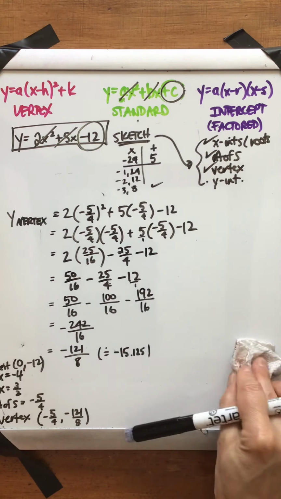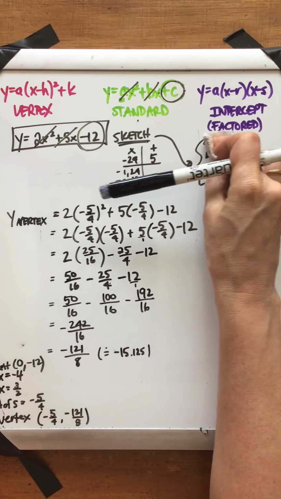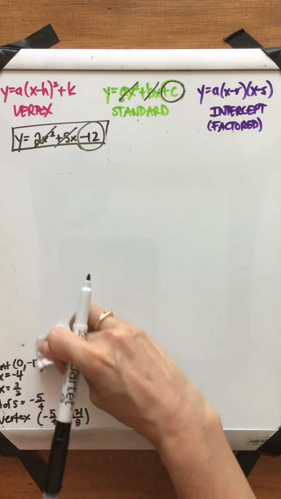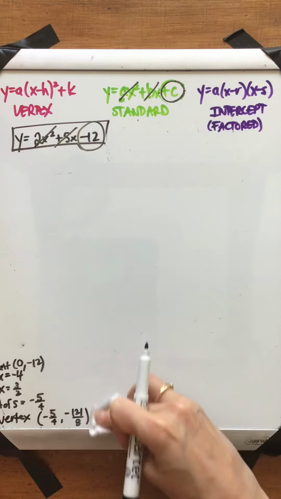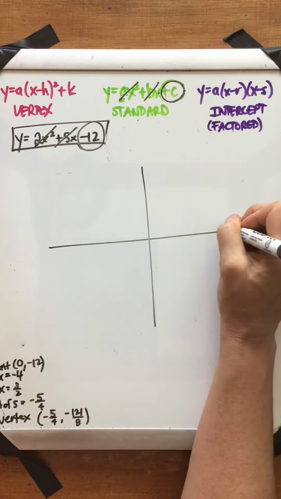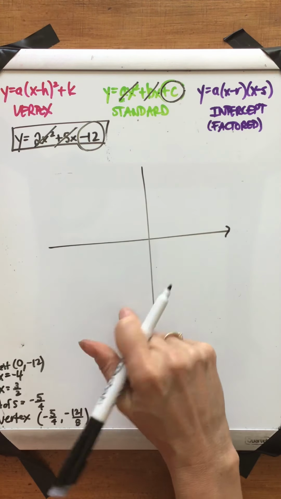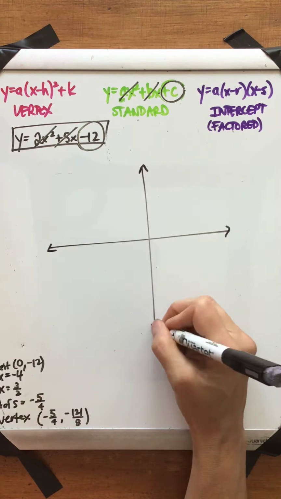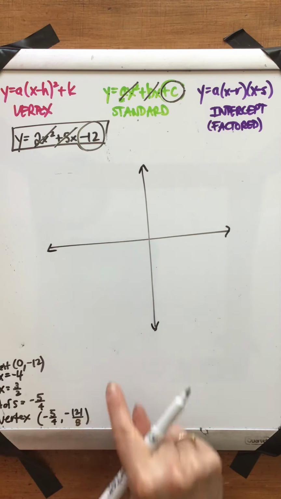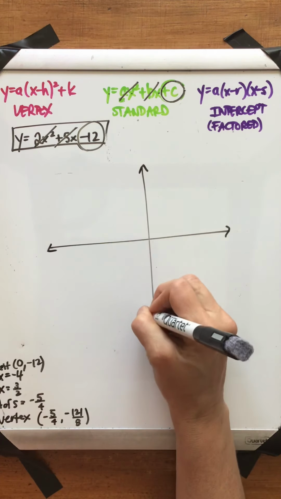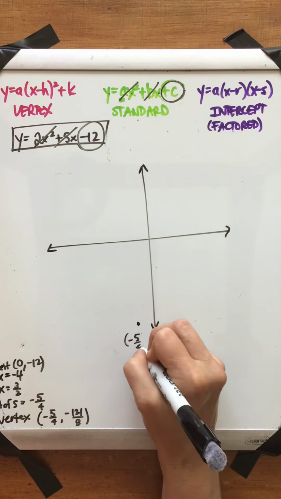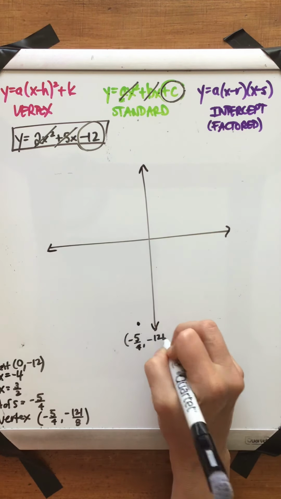All right, let's put all of these pieces together in a sketch. So I've noticed that the coordinates of my vertex are both negative, so they're going to be in the bottom left quadrant. So maybe when I do my sketch, I'm going to leave some space for that vertex to be down here. Again, this doesn't have to be on graph paper. It doesn't have to be to scale. Negative 5/4 is just a little bit more than negative 1. So, you know, maybe something like this. Negative 5/4, negative 121 over 8.